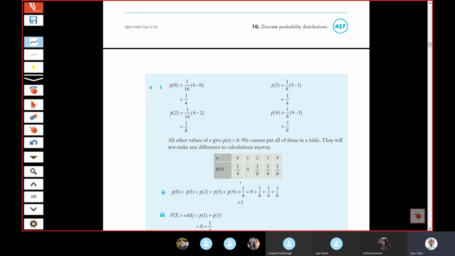Cool, and that's how that looks. So for 0, the probability of that occurring is a quarter. For 1, it's 0. For 2, you get an eighth. For 3, it's a quarter. For 4, you get 3/8. What must the probability of everything add up to? If you've done it right, it has to add up to 1.